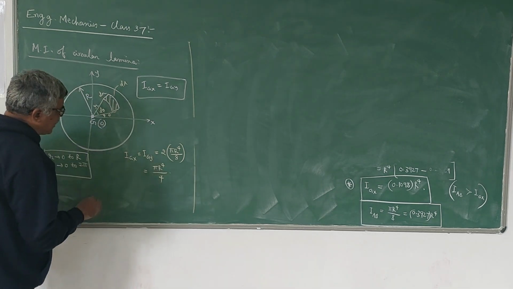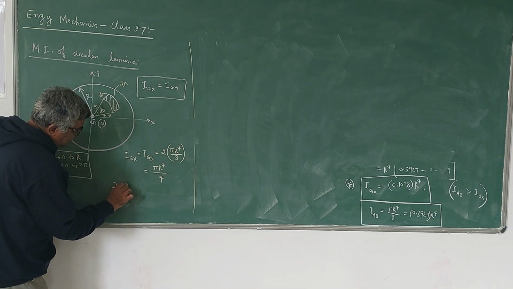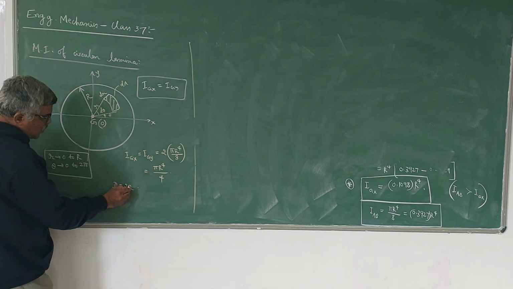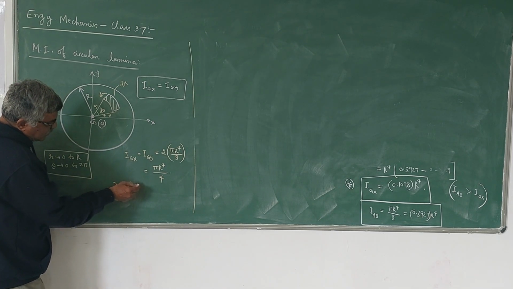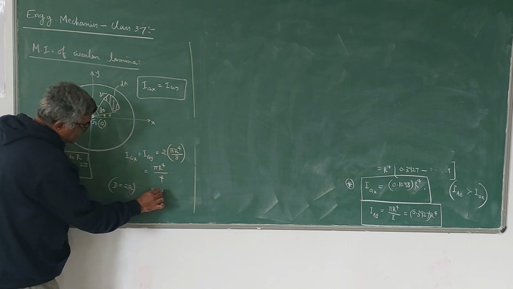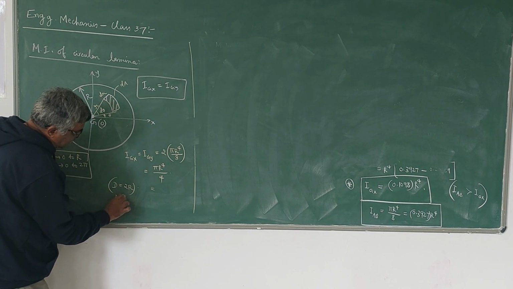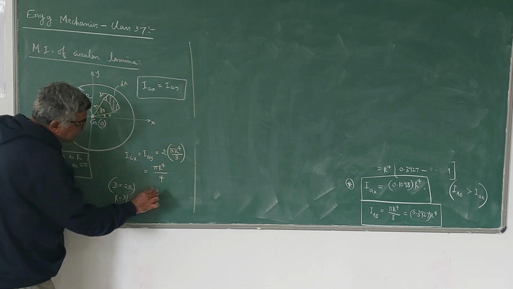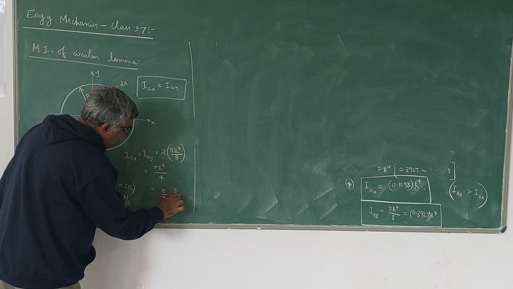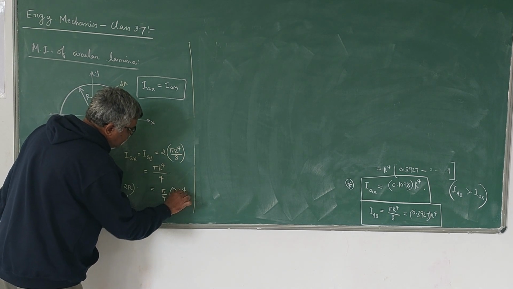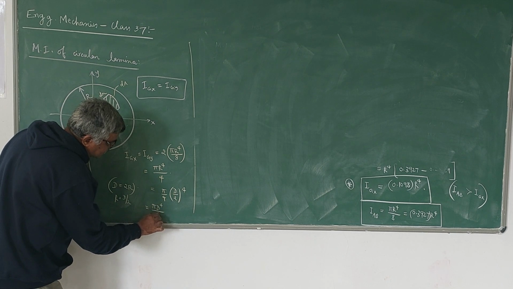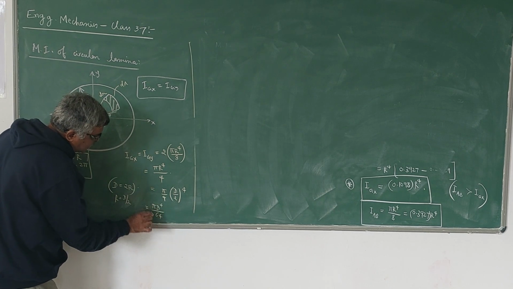In terms of diameter, you know that diameter d is equal to 2 times r, so r is equal to d by 2. In terms of diameter you can write pi by 4 into d by 2 to the power of 4, so it becomes pi d power 4 by 64. So this also you can use.